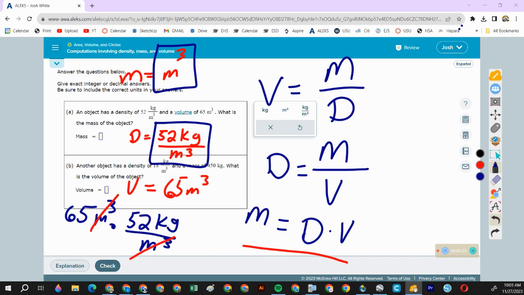What am I left with? Oh, sorry, mass is going to be in kilograms. That was dumb of me. So 52 kilograms times 65 is going to be your answer. So go ahead and memorize the formulas if you want, but if you just pay attention to the units, you should be able to figure out exactly what you need to do.